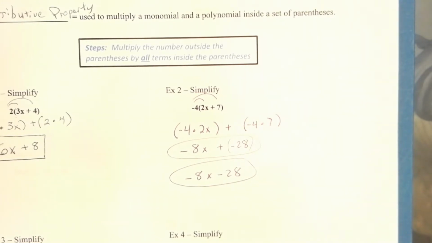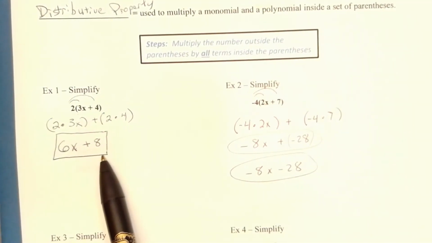Now a lot of people will ask, what's the reason those two don't go together? Well, they're not like terms. A negative 8x and a negative 28 are not like terms. This has an x, this doesn't, so they cannot be added or subtracted. Same as over here, 6x plus 8, those cannot be added. Go to another example here.